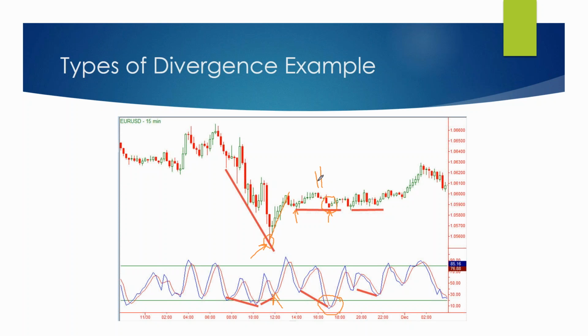Price makes a higher low, but the stochastics makes a lower low. That is divergence. Again, we have the same scenario here. We make a low, then we make a higher low, but yet the stochastics makes a lower low. Again, this is divergence, and it tells us that more than likely, because the divergence is on the lows, price is going to go up. And that's exactly what it does.